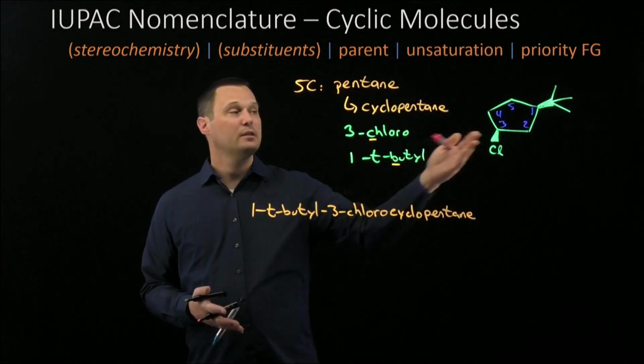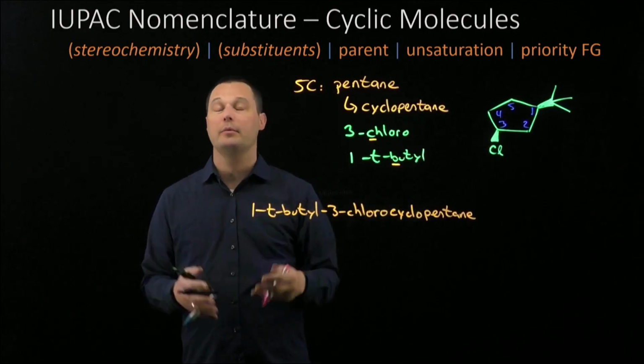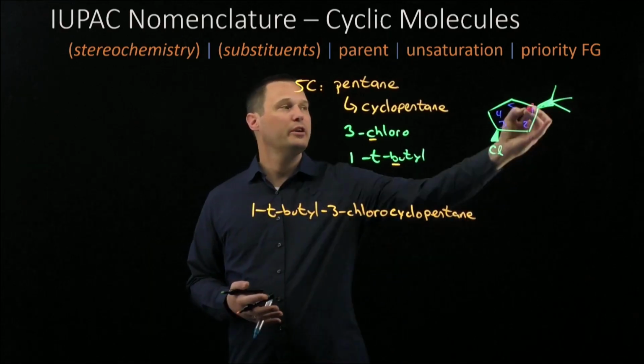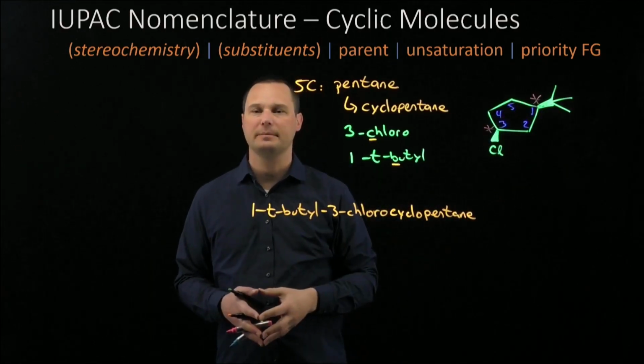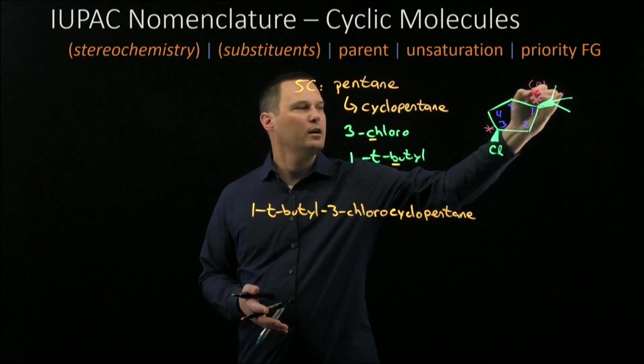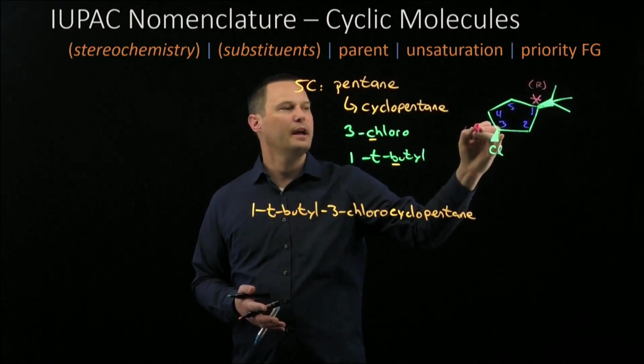Our final step is to glance through the molecule and add any stereochemical labels that are appropriate. There are 2 stereocenters in this molecule. Carbon number 1 and carbon number 3 are both chiral centers. And it works out that carbon number 1 is an R stereocenter and carbon number 3 is an S stereocenter.